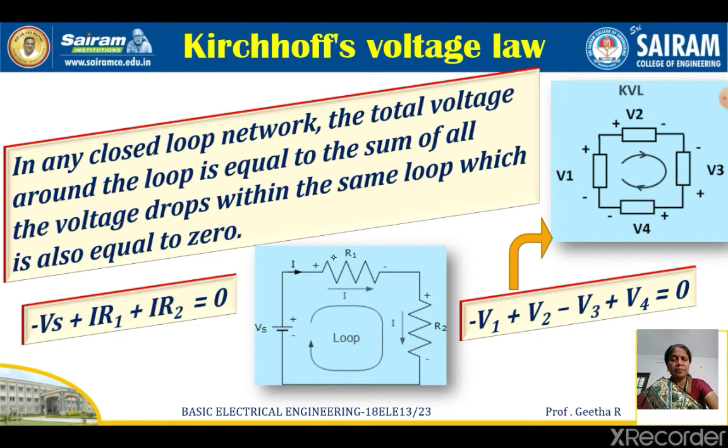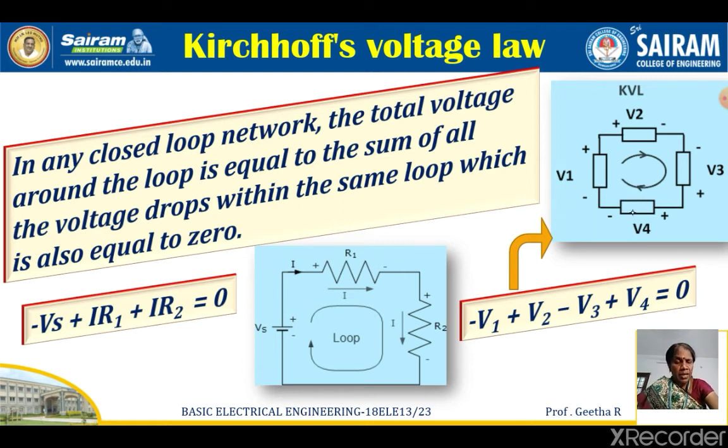But here the voltage across the resistor is nothing but the product of the current and the resistance value. So the voltage across R1 is nothing but I into R1. Similarly, the voltage drop across R2 is the product of I and R2. So you can write minus Vs plus the voltage here, which is I into R1, that is written here. Here the voltage drop is the product of I into R2, that is written here. When you add everything, that will be equal to 0. It is nothing but Kirchhoff voltage law.